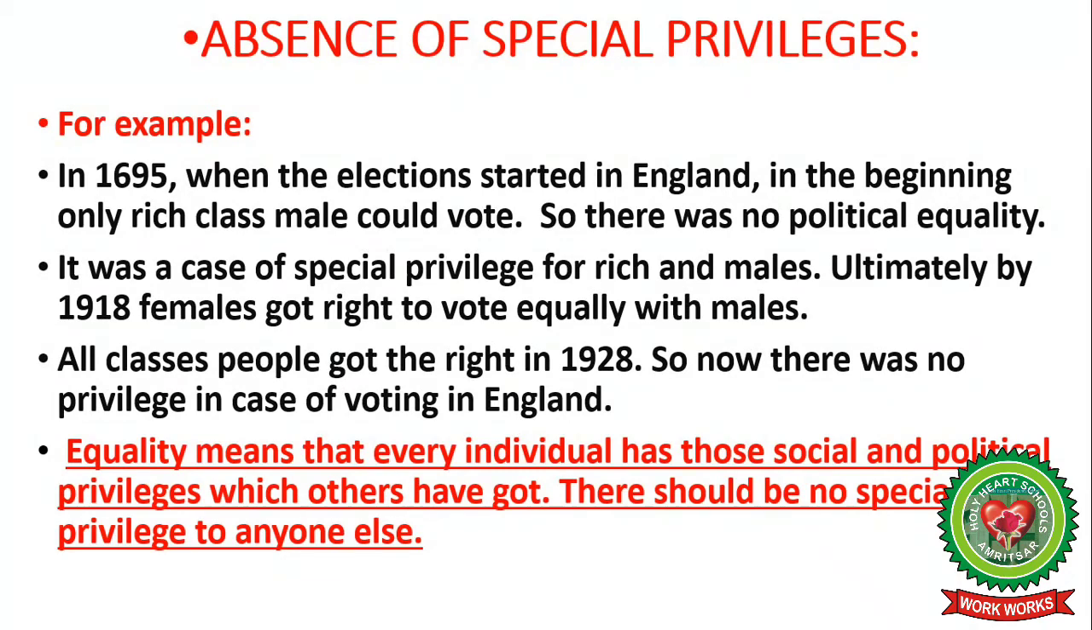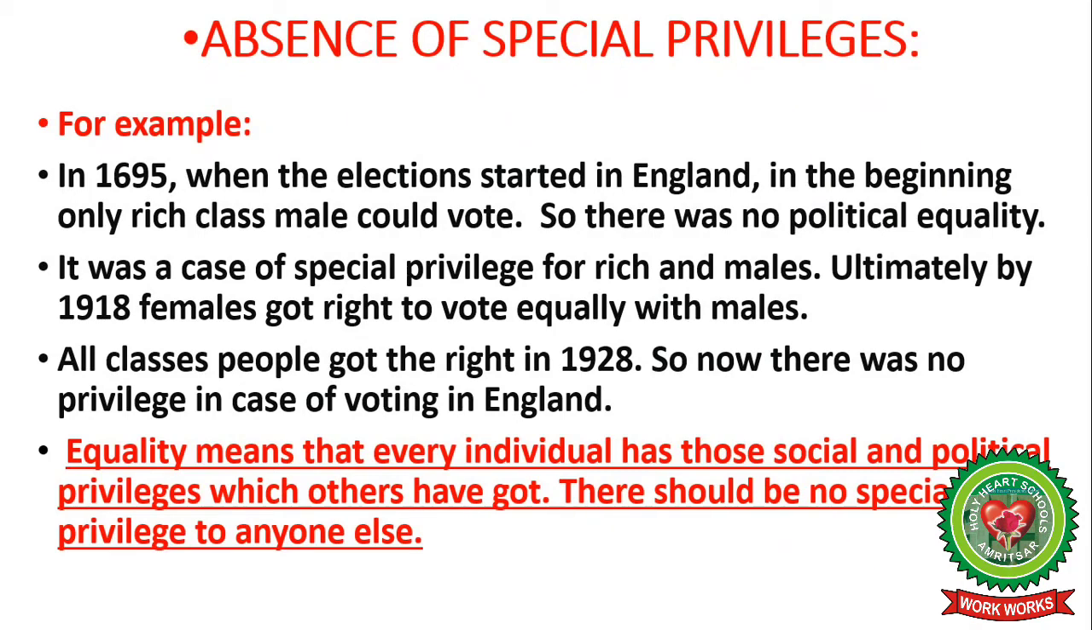How could it be political equality? So it was a case of special privilege for rich and males. Ultimately, by 1918, females got the right to vote equally with males. Yes, but it was not easy for females to get this right to vote. They struggled during this period from 1695 till 1918. Females struggled for their voting right.